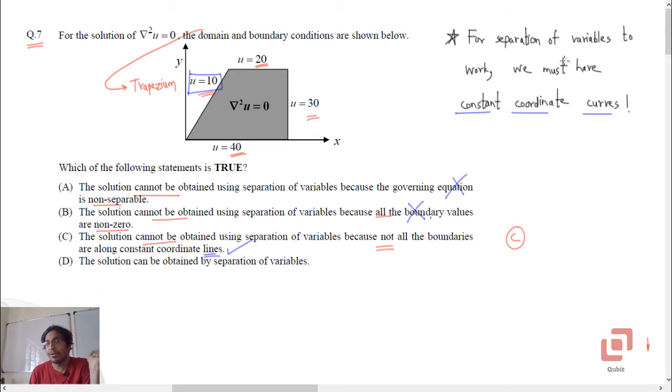For the method of separation of variables to work, we must have constant coordinate curves. So if we are in polar coordinates, then we must have our boundaries in the form r equal to constant and theta equal to constant. Only then you can apply the method of separation of variables. The original equation may be separable but not solvable by the separation of variables, or you cannot get the solution, right? So this completes the 1 mark section. Let us now go to the 2 mark section.